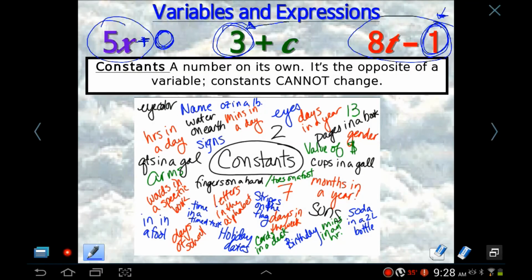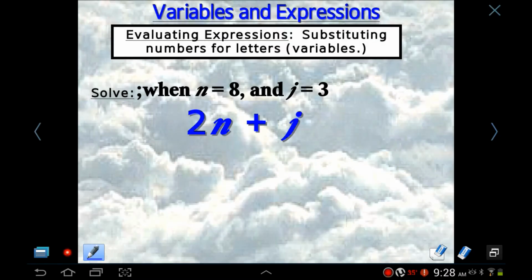You can just make up any number, but adding 0 to that expression does not change it. 5x plus 0 is going to be the same as 5x. So you can say this expression has a constant of 0. This expression had a constant of 3. This expression had a constant of -1. And then let's get into evaluating.